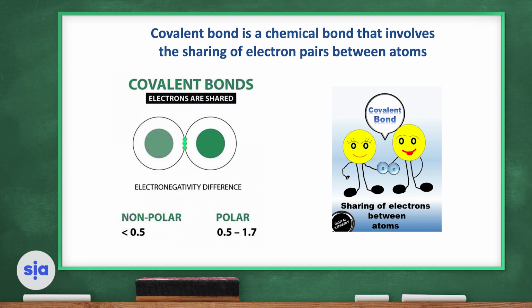Did you ever hear about covalent bonds or even covalent compounds? Let me show you. Covalent bond is a chemical bond when two atoms share their electrons together. Look at this. Two atoms, they share the electrons together. These electrons shared between two atoms are called covalent bonds.